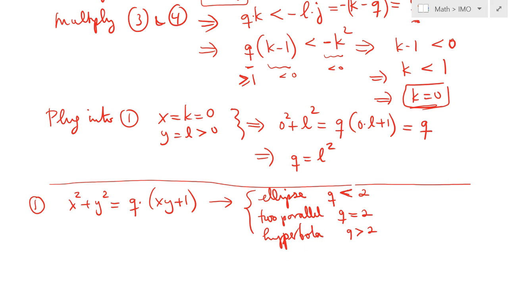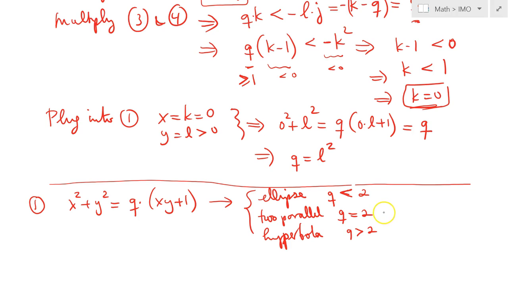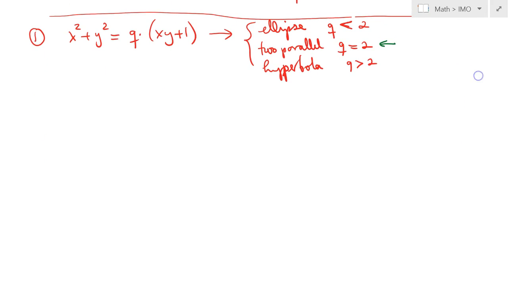Okay, so why would that be? Let me, for instance, investigate this case here. This one is almost obvious. Consider for which value of q we will get a perfect square on the left hand side.